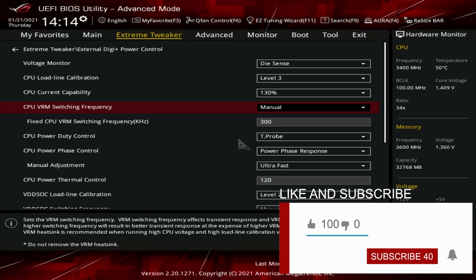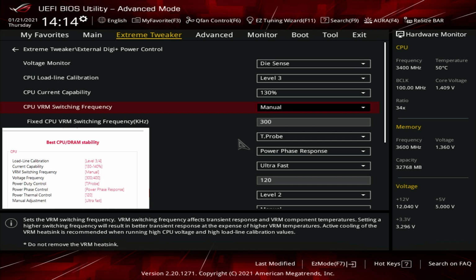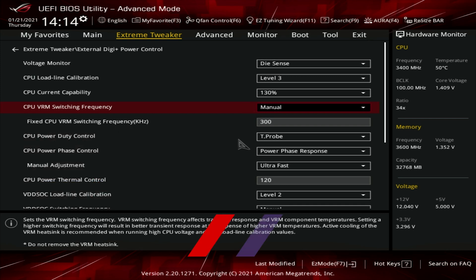Setting this to manual and setting it to a frequency of 300 is one of those ways to make sure that you have the correct frequency. If you are going for even higher overclocks, you actually want the switching frequency to be slightly higher in value. What you're aiming for here is the lowest frequency that gives you stability, less heat, but still hitting the overclock values that you think you should be getting from your system. 300 and 400 are the recommended values.